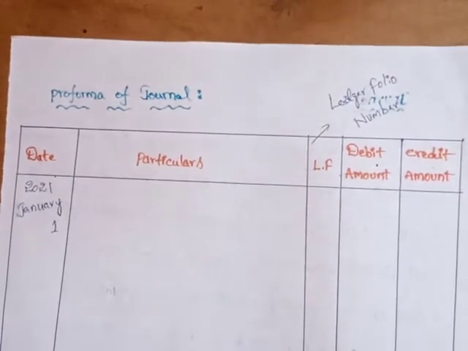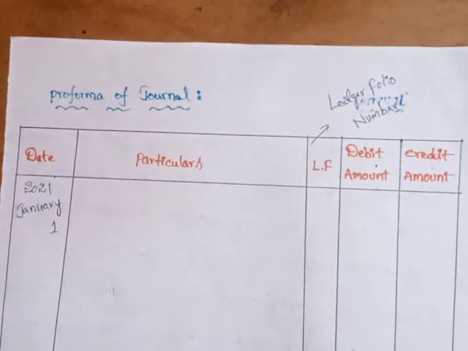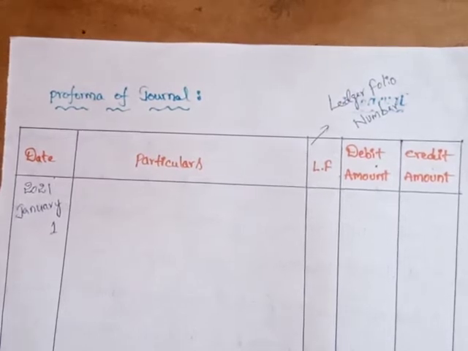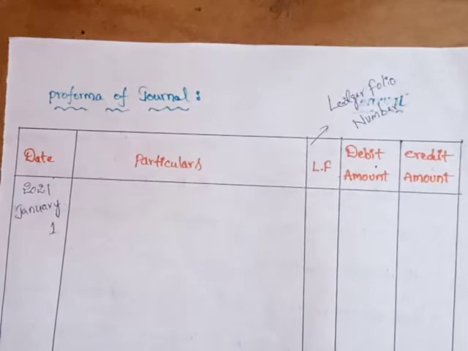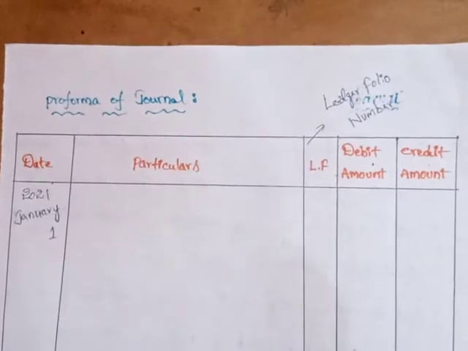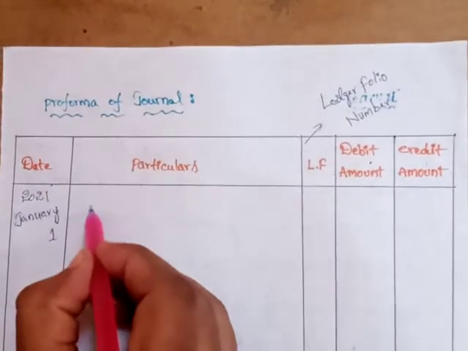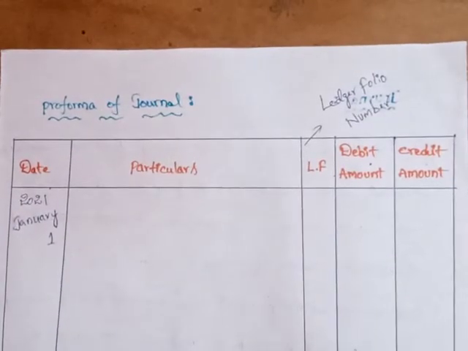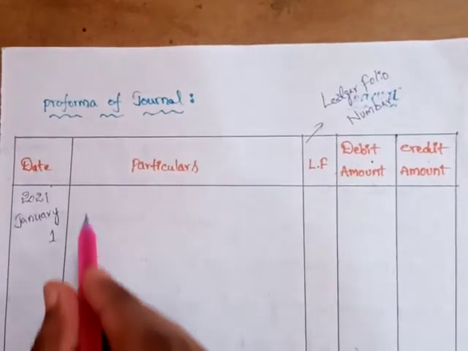And next, particulars column. In this column, the name of the account to be debited is written in the first line, and the name of the account to be credited is written in the second line, prefixed with to, and explanation of the transaction for which the entry is recorded is written briefly in brackets, known as narration. So first of all, we write in the first line the debit account.